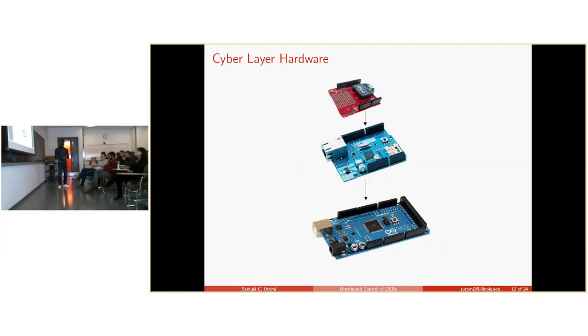This is just to give you a diagram of what our cyber layer hardware looks like. Over here, you have our XB device, and then the Ethernet shield, and then the microcontroller. These devices are stacked on top of the microcontroller, and the microcontroller provides the base power source for the other two devices in the network, and it also deals with the construction of the packets which are sent to these devices.